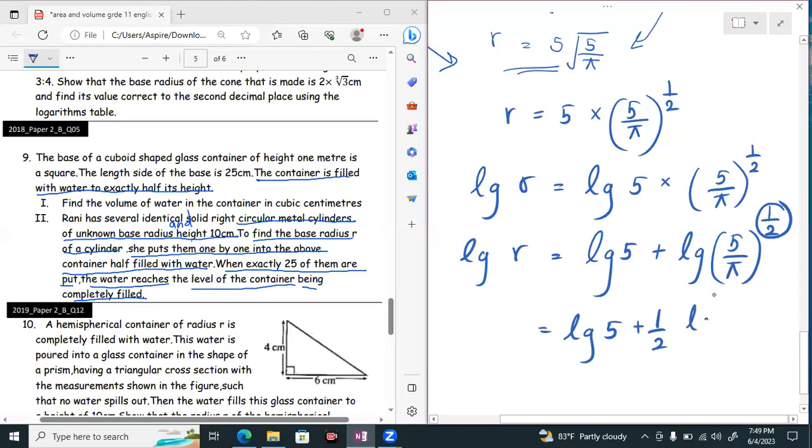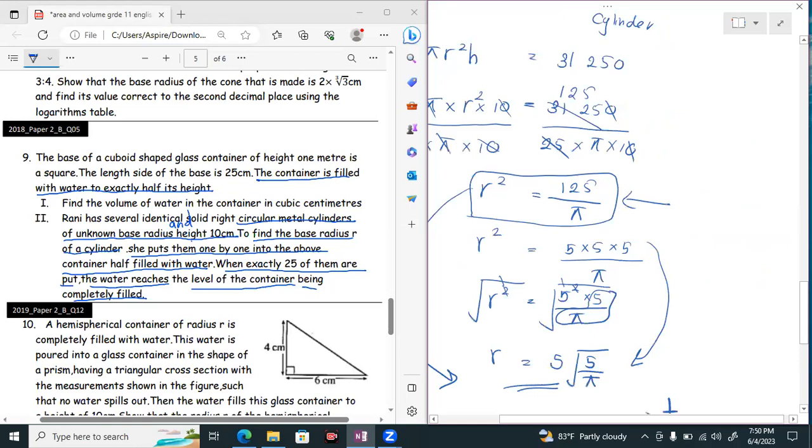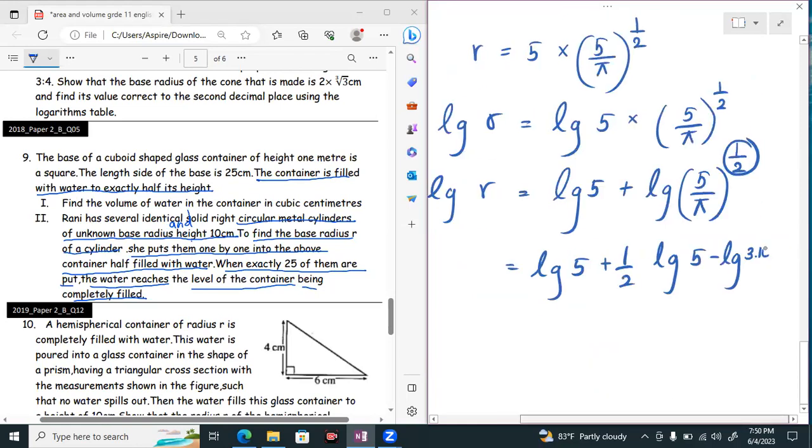1/2. Then here there's a division. Then it is a subtraction. No? 5 is substituted by 3.14. Then this half belongs to both of these, so put brackets. Then logarithm of 5.